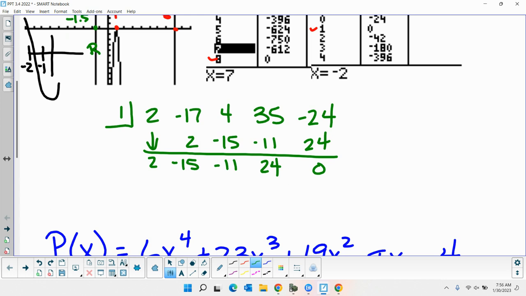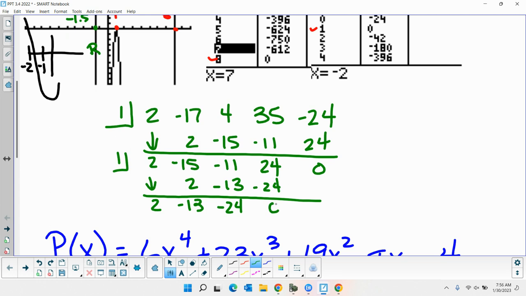We're just going to use 1 again to make sure we get a 0 again, and we're making sure that it worked twice. Again, you don't have to do this. You should know that since it bounced, it's going to work twice. 1 times 2 is 2. When I add those, I get negative 13. When I add those, I get negative 24. Multiply, negative 24. When I add those, I get 0. So it does work twice.